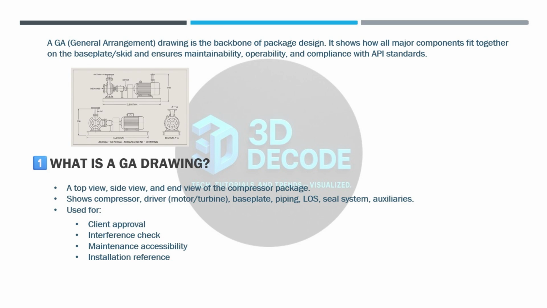A GA, or general arrangement drawing, is the backbone of package design. It typically shows top view, side view, and end view of the compressor package: the compressor, driver, motor or turbine, baseplate, piping, lube oil system, seal system, and auxiliaries. It is mainly used for client approval, interference checks, maintenance accessibility, installation reference.